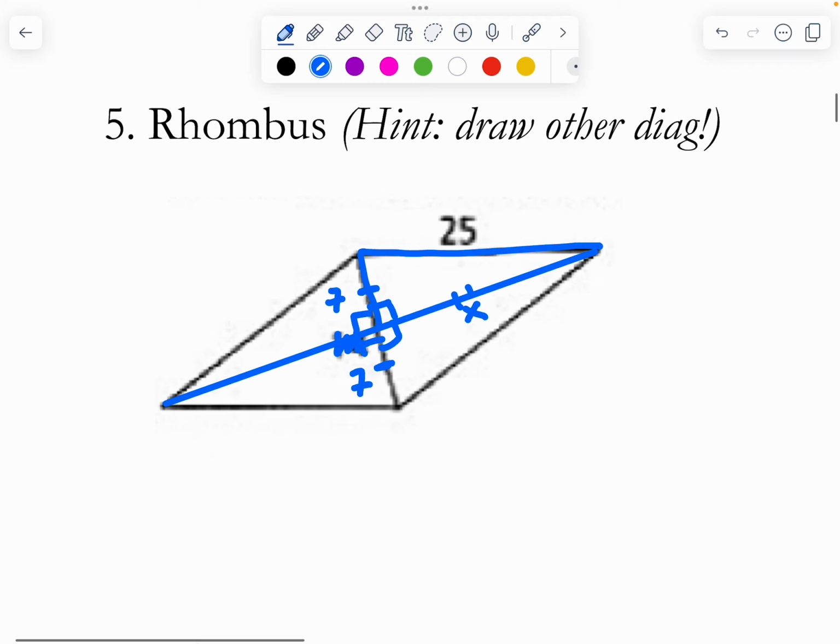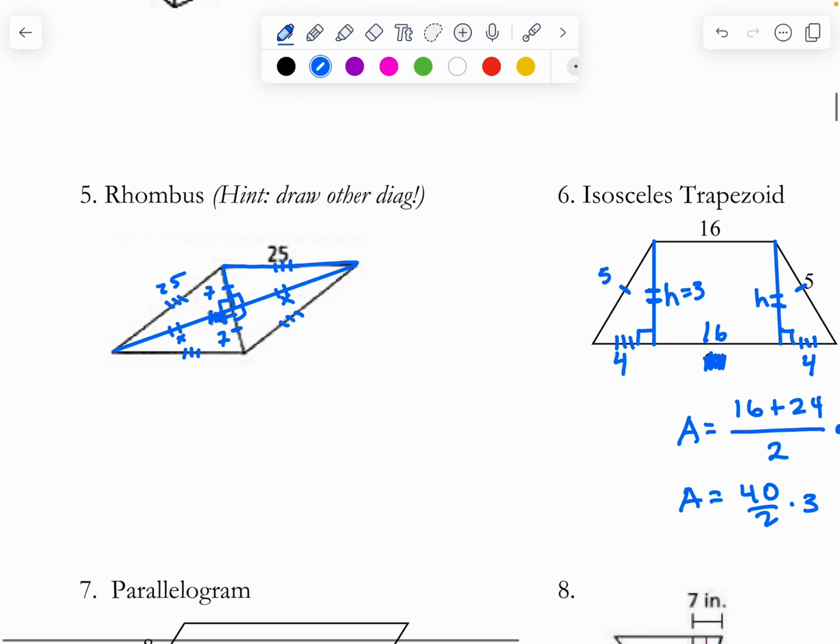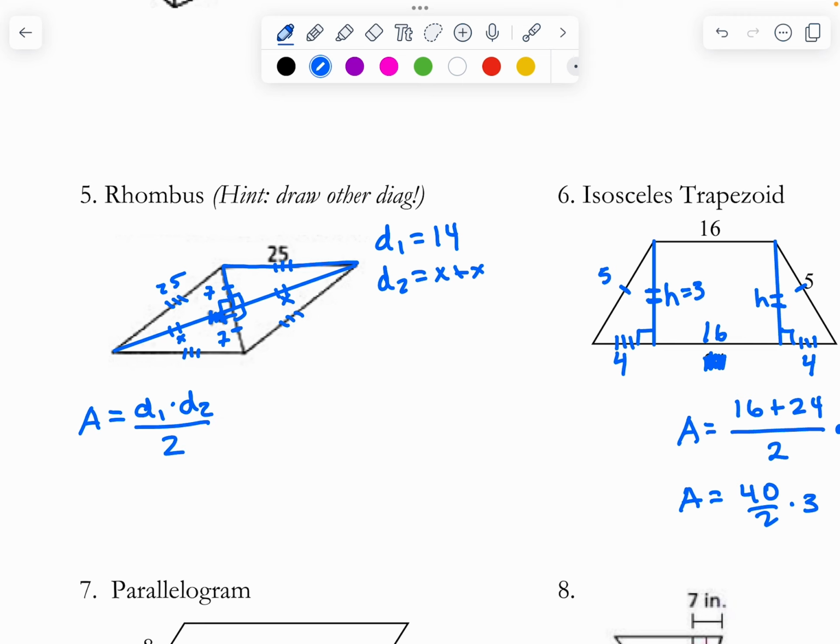And remember, because diagonals bisect each other, you know this also has to be x. And these are congruent, right? Because it's a rhombus, all sides are congruent. So this is 25. And this is still x as well. So once you find x, you just double it, and now you have both of your diagonals. Remember, diagonal 1 is going to be 14, and then diagonal 2 is going to be x plus x. So I want you to try that and then find the area, okay? Area of a rhombus is going to be diagonal 1 times diagonal 2 divided by 2. Great.